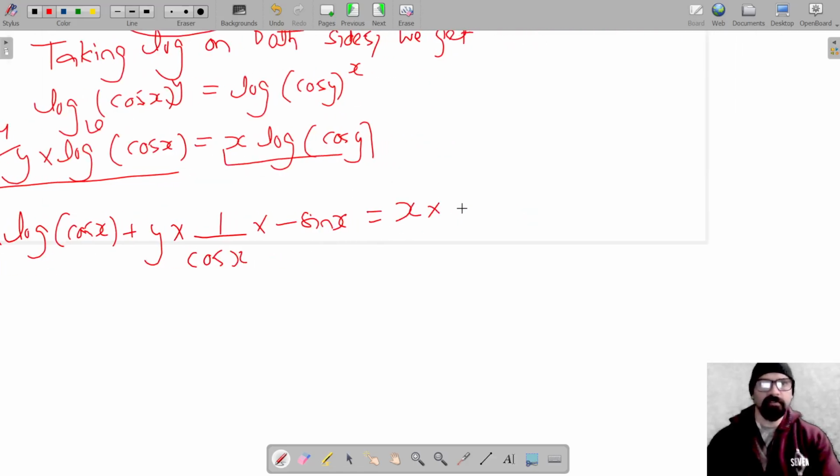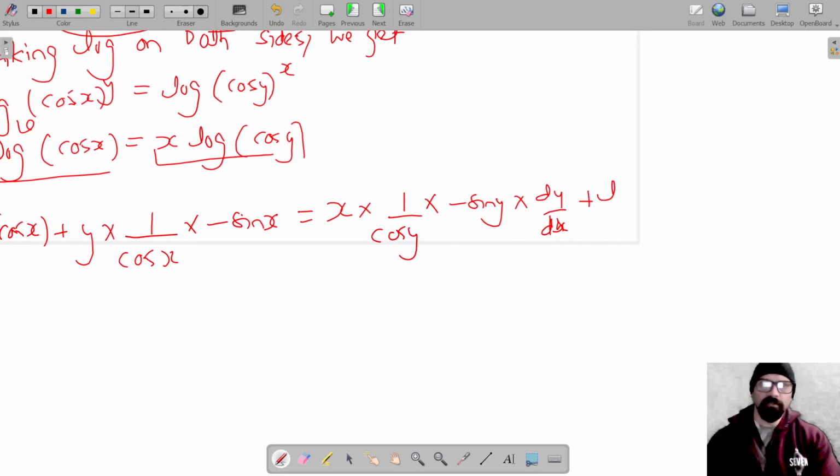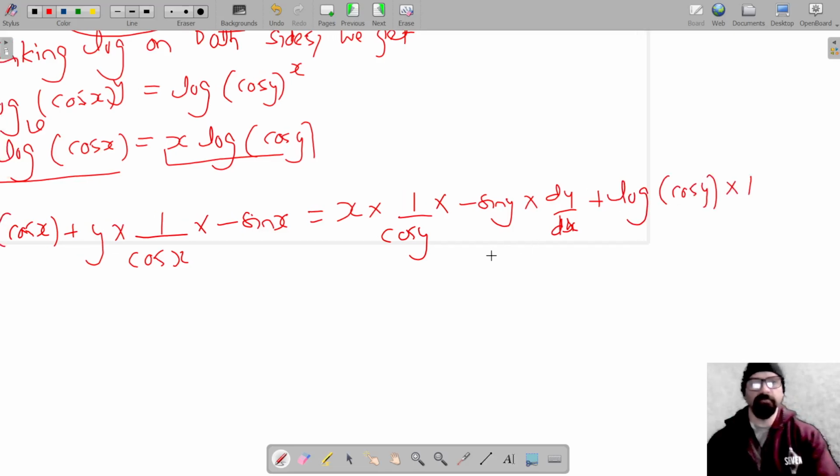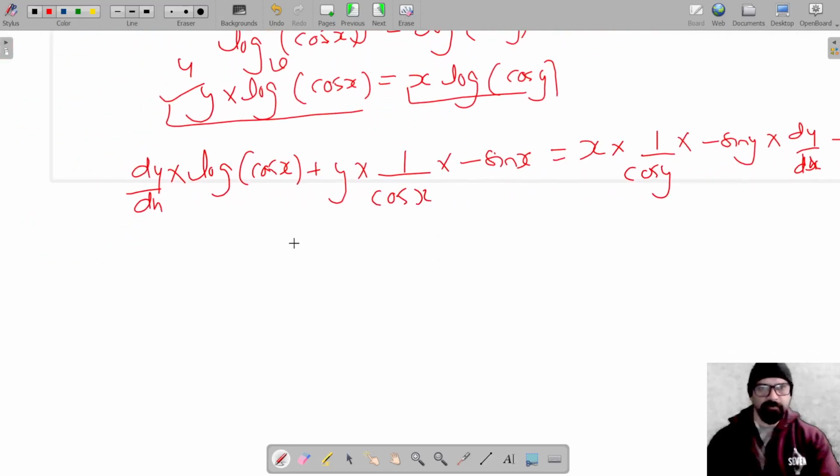Okay, similarly use the product rule here. So this is x into 1 by cos y. Differentiation of cos y is negative sine y, and differentiation of y is dy by dx, plus log of cos y, and differentiation of x is 1. Okay, let's try to simplify this.